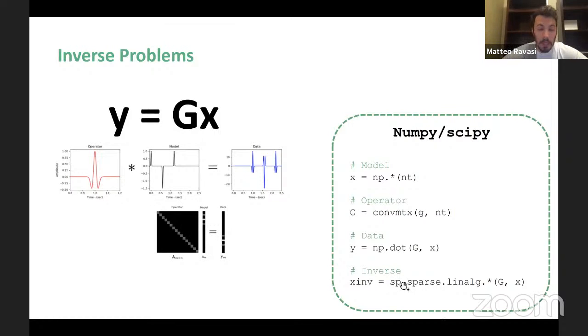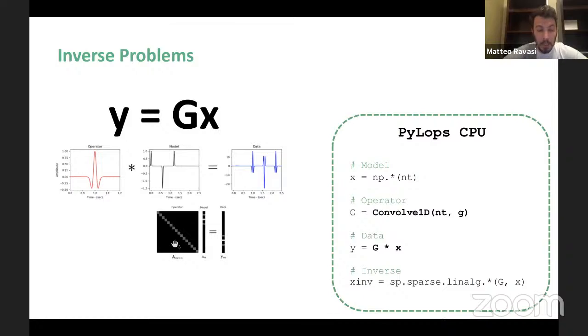So the problem is that when you start dealing with much bigger data and much bigger models, this problem doesn't scale very well because your matrix becomes bigger and bigger. And so you end up with problems both in terms of memory and computations. How can you solve this problem?